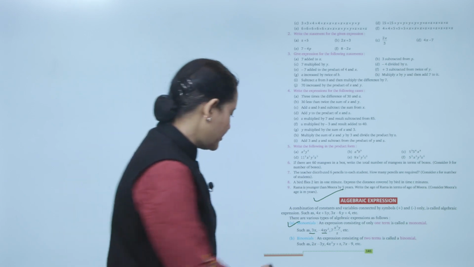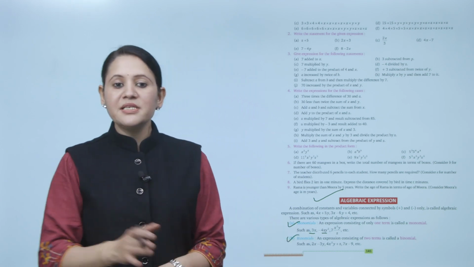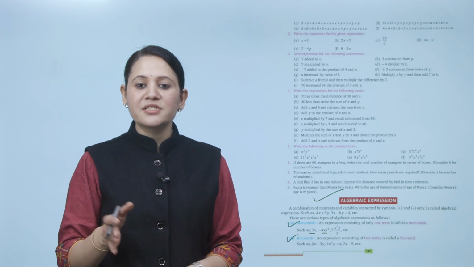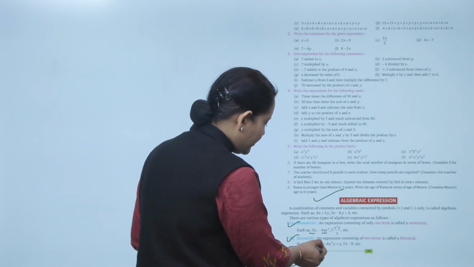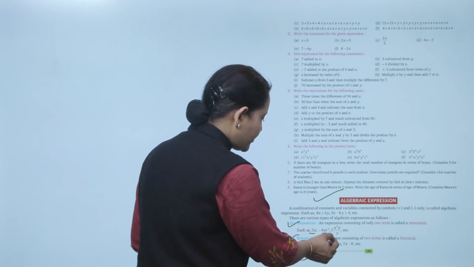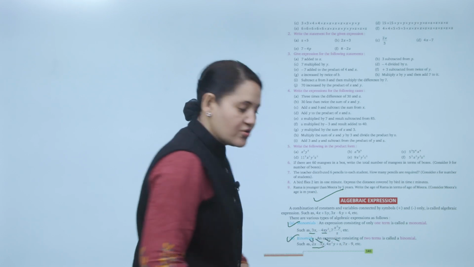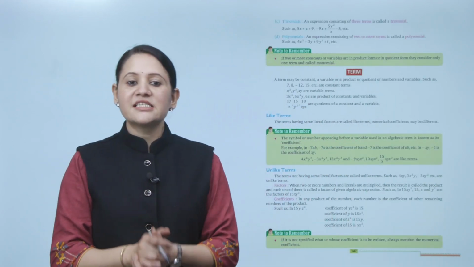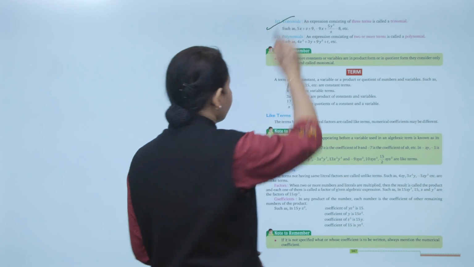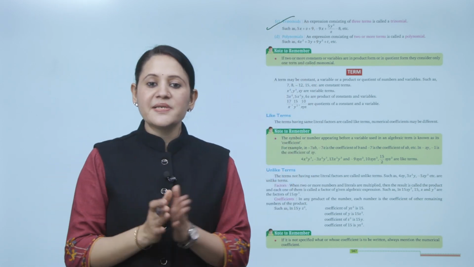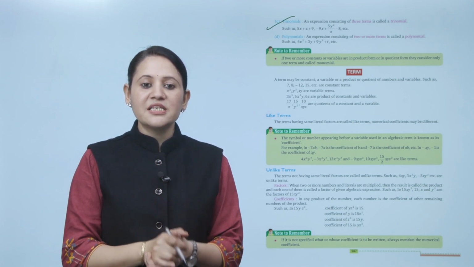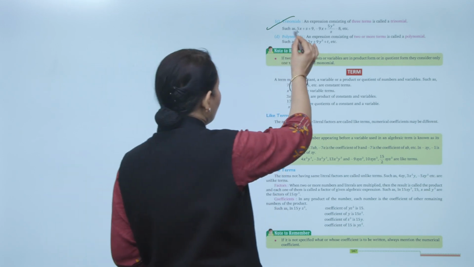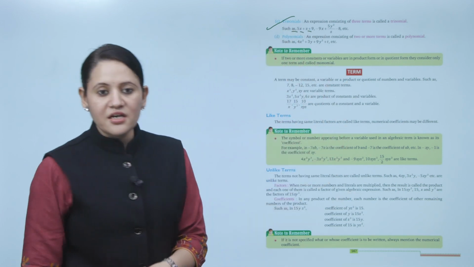Next is binomial. Bi means two. An expression consisting of two terms is called a binomial. For example, 2x minus 3y, two terms are there, 1 and 2. 4x square y plus z, so two terms. So these are the examples of binomial. Next is trinomial. Tri means three. An expression consisting of three terms is called a trinomial, such as 5x plus z plus 9. Three terms, 1, 2 and 3. So this is a trinomial.